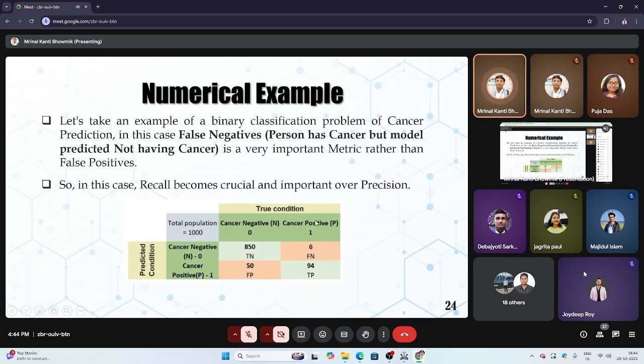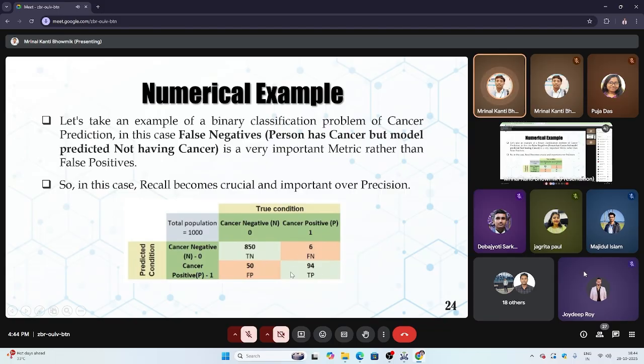And if there is cancer positive and the model is giving cancer negative, it is called a false negative, which is given as 6. The next one is, if the cancer is negative and the model is giving cancer positive, the false positive count is 50. And if the cancer is positive and the model is also calculating that the cancer is positive, then you can call this a true positive, and it has 94.